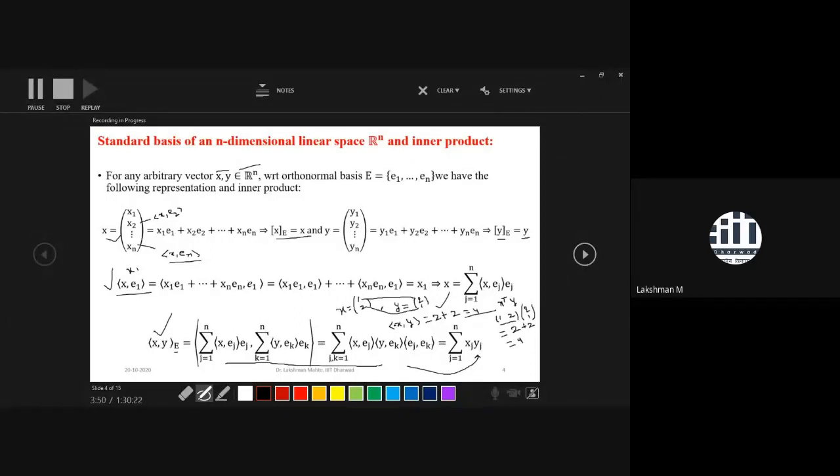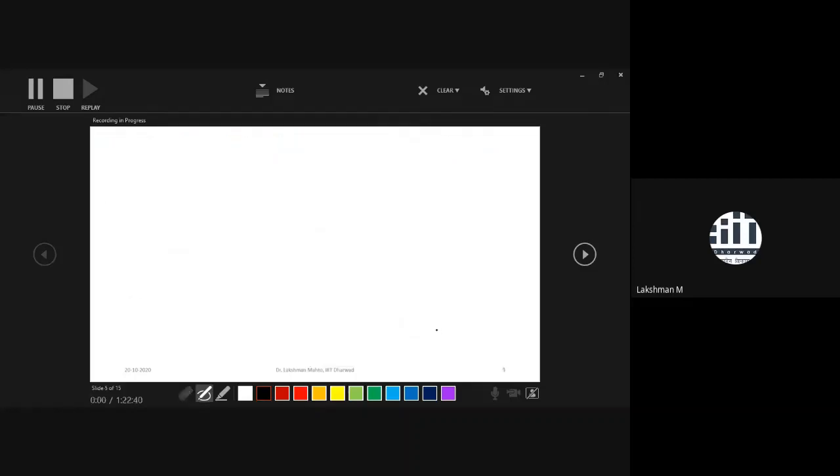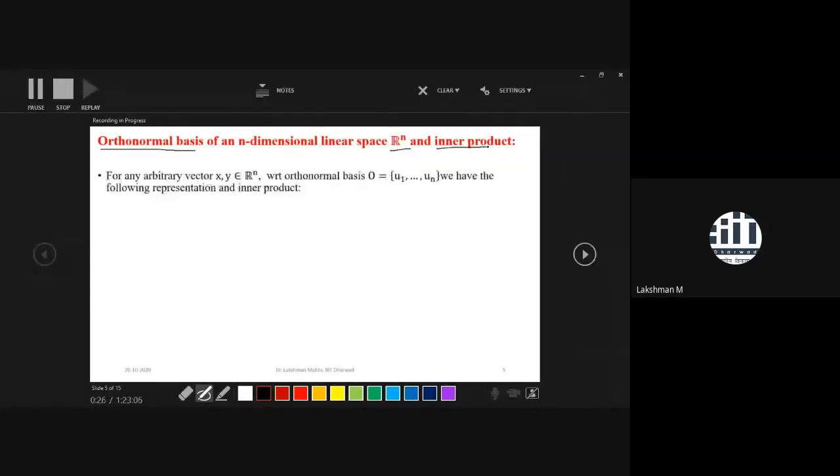So that's why we call the inner product of x and y the projection of x over y or vice versa. This was the story of the standard orthonormal basis, or standard basis. A standard basis happens to be an orthonormal basis. Now we come to a non-standard basis which is orthonormal. That means this orthonormal basis will have the same features that the standard basis used to have. So we are taking a non-standard orthonormal basis of n-dimensional Euclidean space Rn, and with respect to that we are defining the inner product.